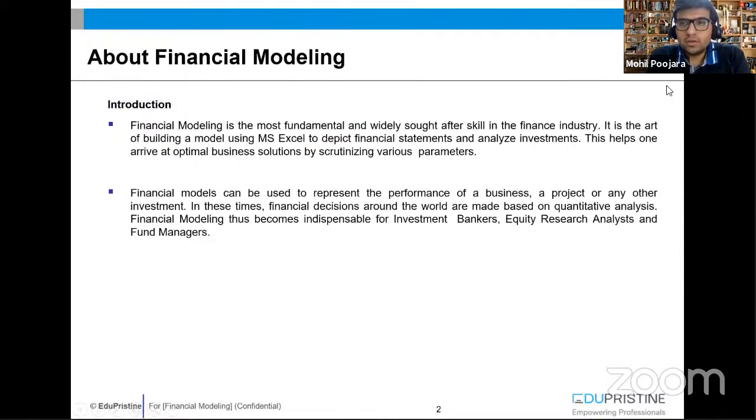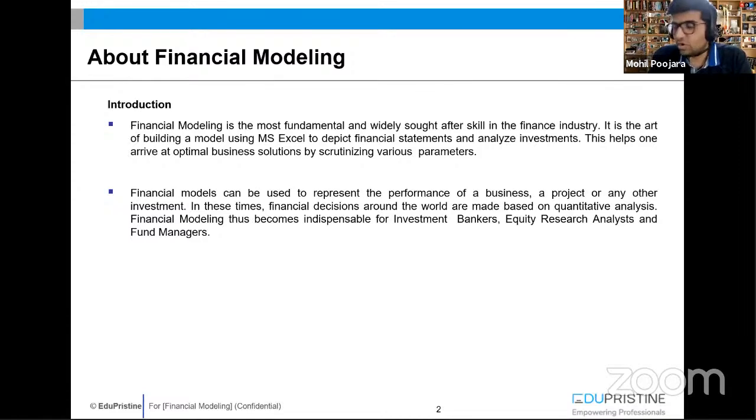So financial modeling is one of the most fundamental and widely sought after skills in the finance industry. It is the art of building a model using MS Excel. Let me pause here and first talk about why MS Excel. Usually in the finance industry, we work with data sets, which are, say, the profit and loss account, the balance sheet, the cash flow statement, and we can create our own models, which at the end of the day are not large.